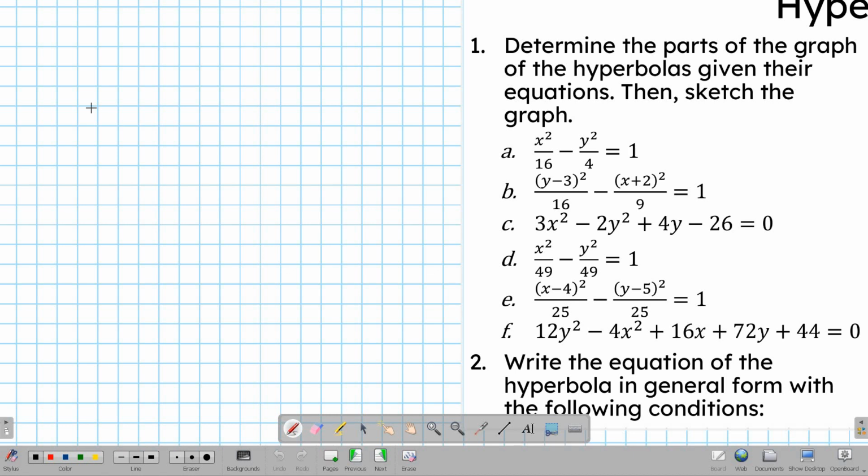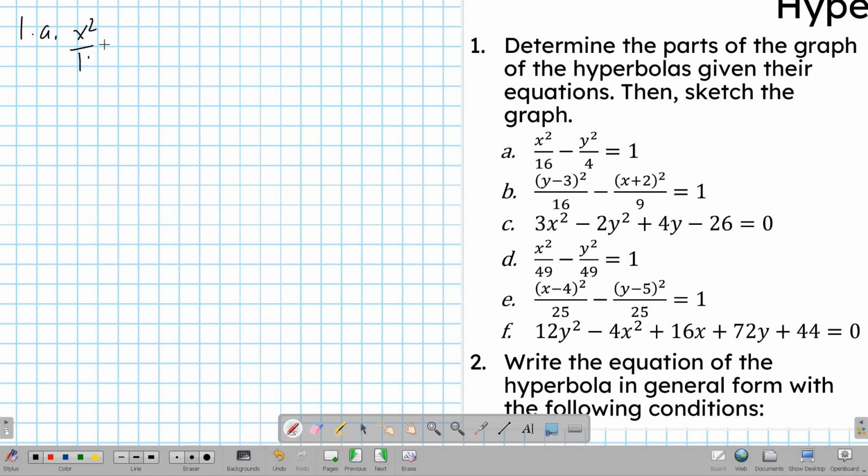In this video, we're going to look at some sample problems regarding the hyperbola. So for the first one, we are asked to determine the parts of the graph of the hyperbolas given their equations. Then if possible, we sketch their graph. So let's look at one here.